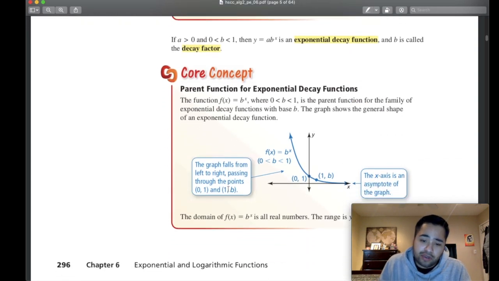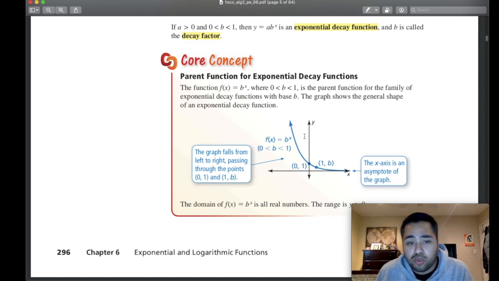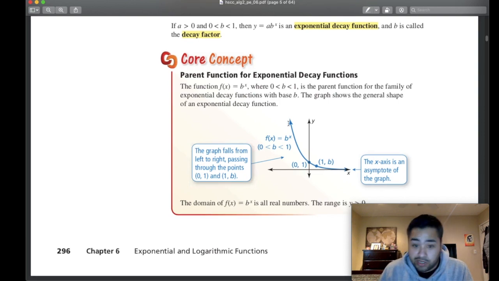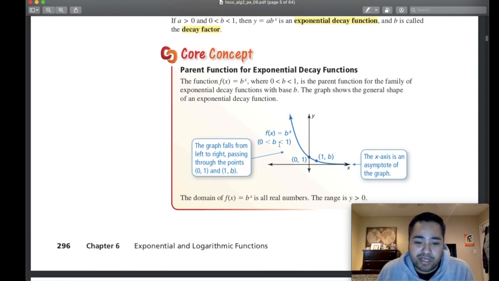I also want you to draw this out. I want you to know what an exponential decay function looks like. So go ahead and pause this video so you can draw a good representation of it.